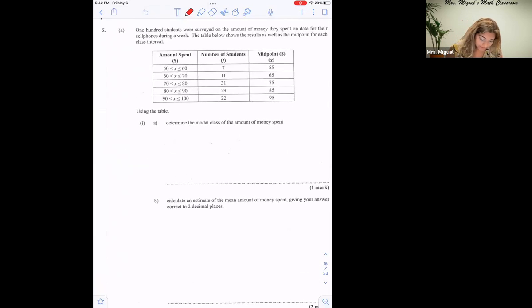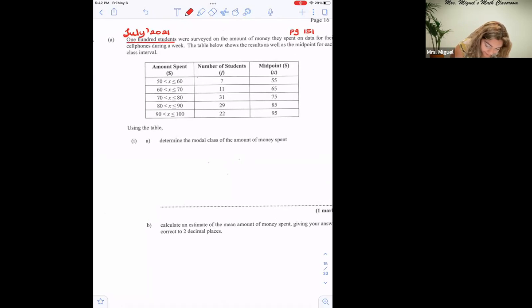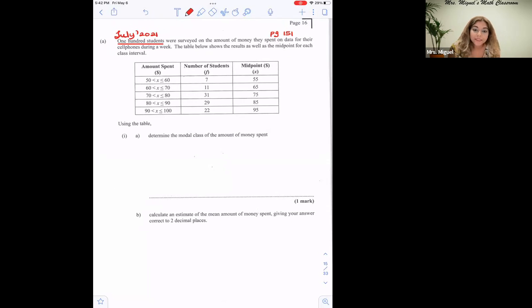So this is July 2021, page 151. 100 students, underline that, were surveyed on the amount of money spent on data for their cell phones during a week. The table below shows the results as well as the midpoint. Well, if they ask for a midpoint, they may very well ask to find the mean. So determine the modal class.